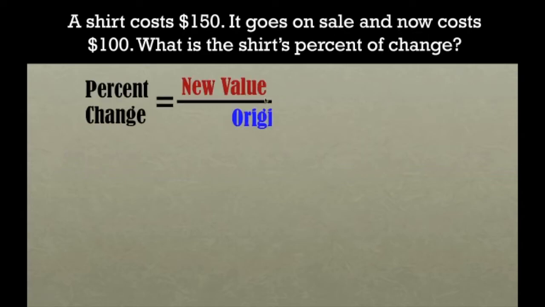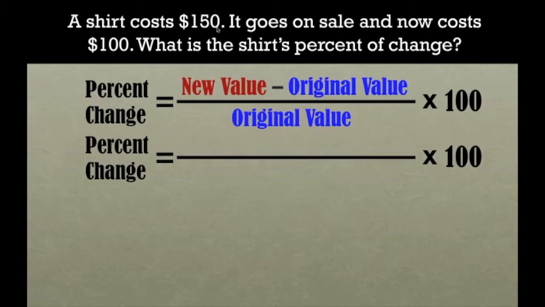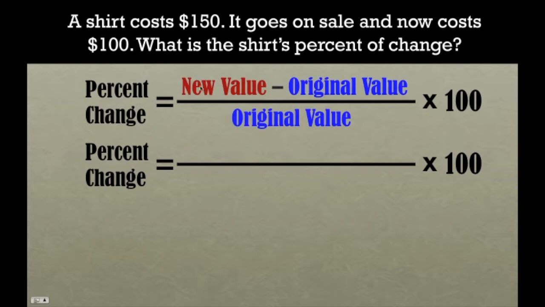So let's start with our formula with the new value and the original value. Why this formula? Because we know what our new value is and we know what our original value was. So let's plug those in. Let's start with the formula, bring that down, and our new value is 100 because that's how much the shirt is after the sale. And the original value was what the shirt cost originally, which was $150. So we're going to put that in for our original value. And again, the original value goes into the denominator as well. So now I've got 100 minus 150 over 150 times 100.